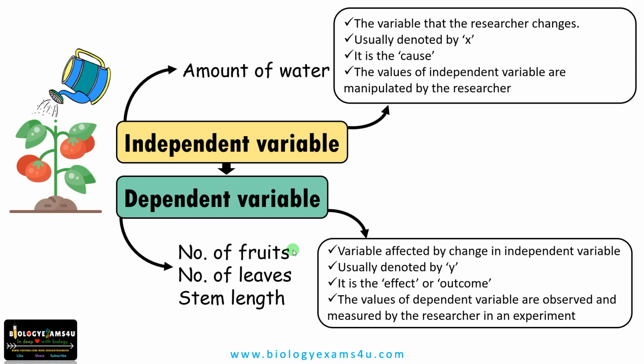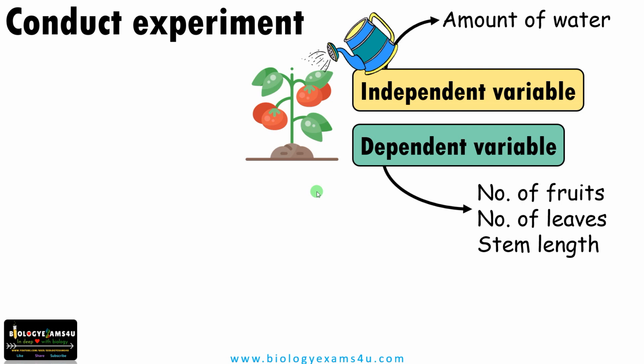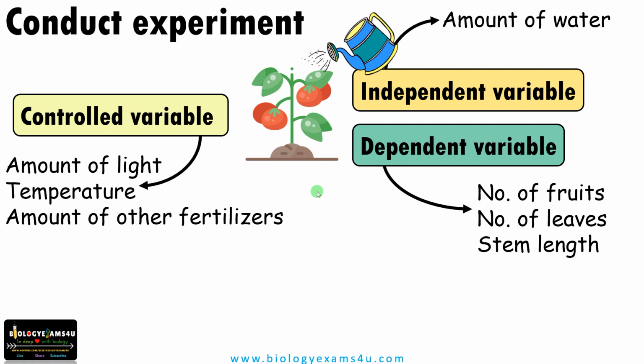And finally, before concluding, there is one more variable that we need to know, that is the control variable. So we have discussed the independent variable and dependent variable that are to be determined while conducting an experiment. The third part is the control variable. There are many other factors involved in this experiment, like amount of light, temperature, amount of other fertilizers, etc. So all these factors should be kept constant in both control and treatment, and that forms the control variable. All the variables that are kept constant throughout the experiment are called the control variable.